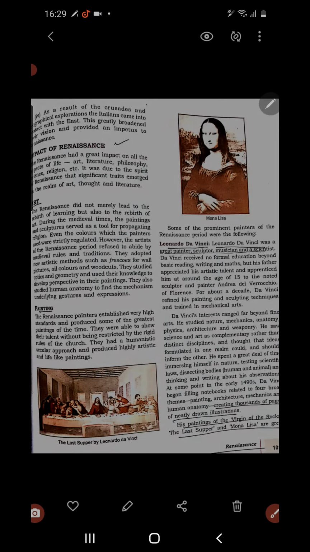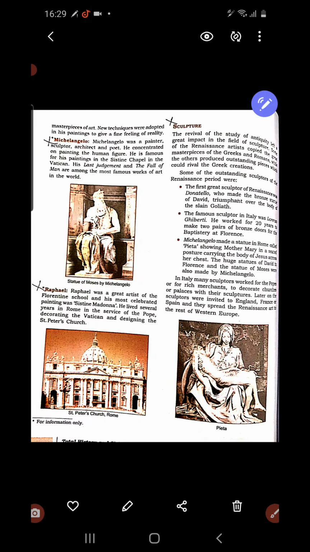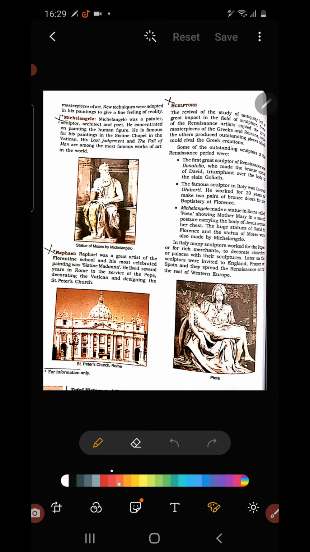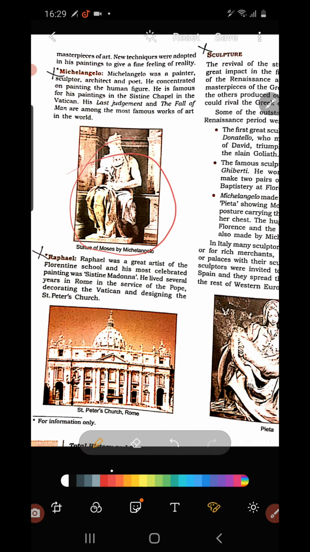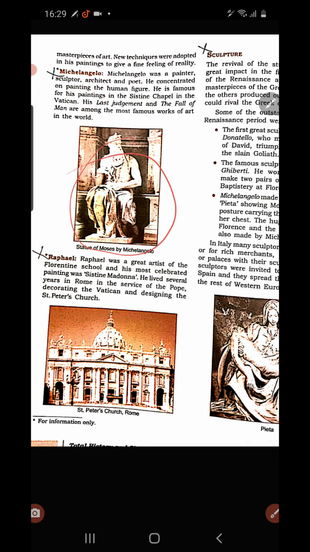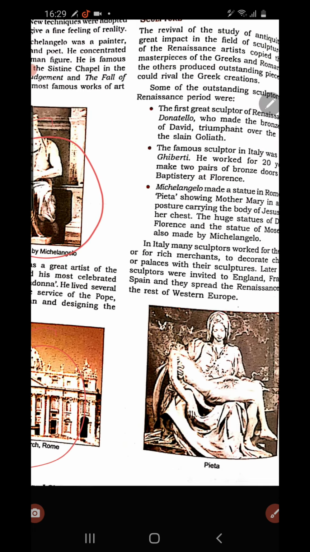Okay, now let us move to the next. Michelangelo is also an important painter and sculptor. Sculptor means sculpture making. Michelangelo's sculpture, the statue of Moses, was made by Michelangelo. Then Raphael, he made paintings inside St. Peter's Church.